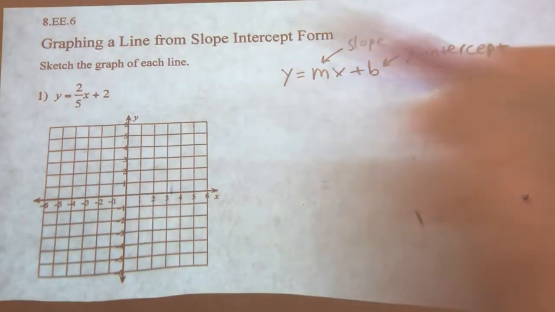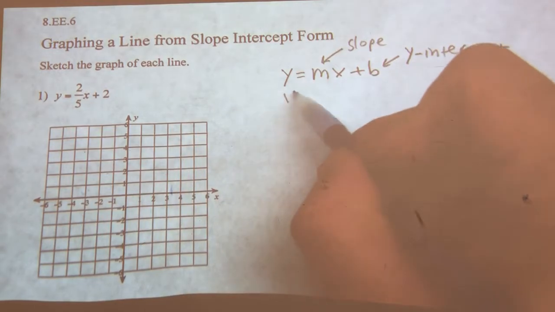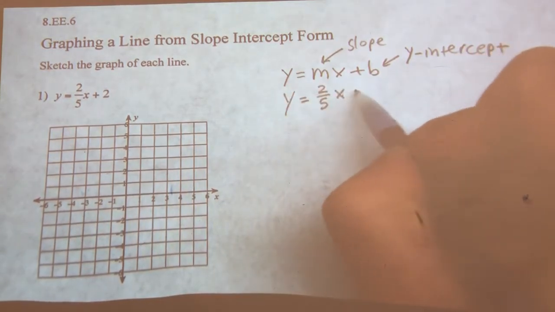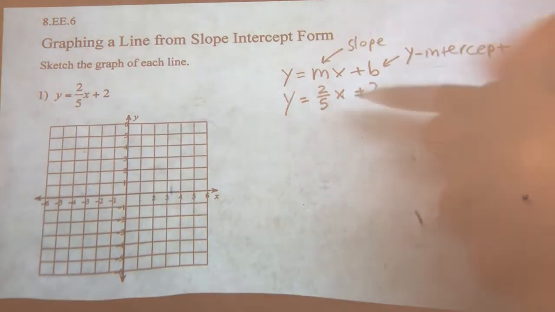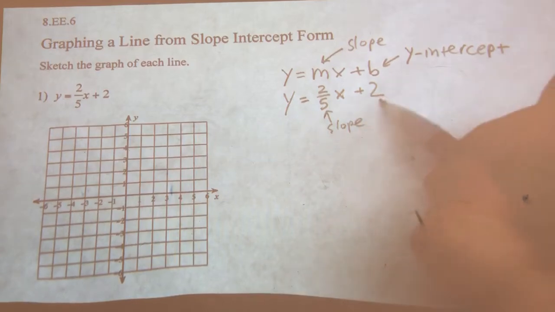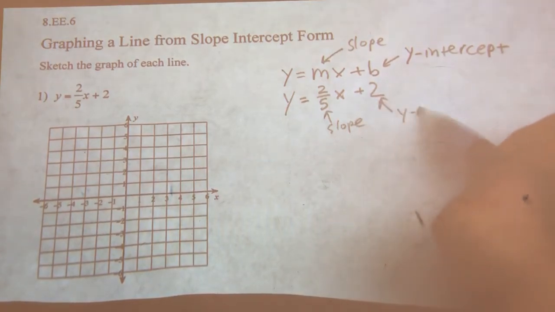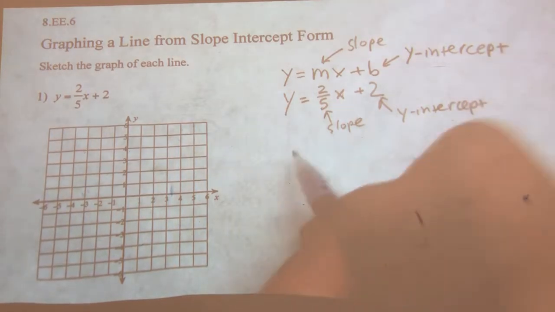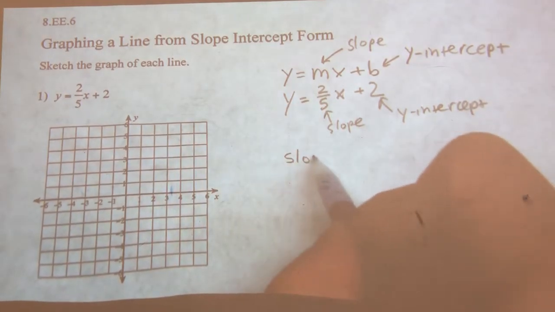This is the y-axis. So here we have the equation, I'll write it right underneath: y equals 2/5 x plus 2. We can see that 2/5 will be our slope, and 2 will be our y-intercept, or the point 0, 2. I like to record those, so let's write them down.